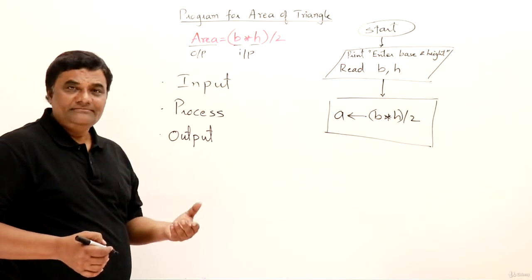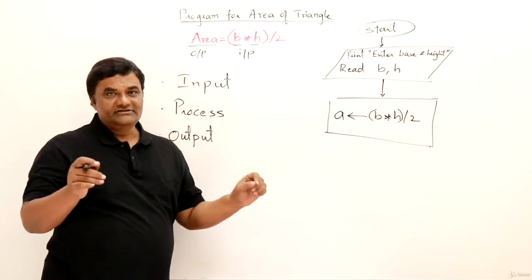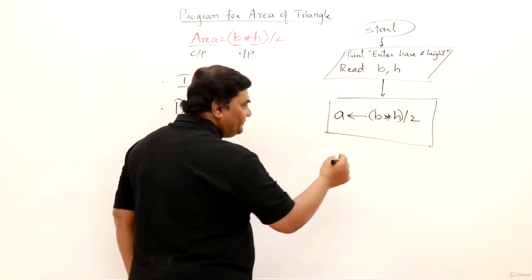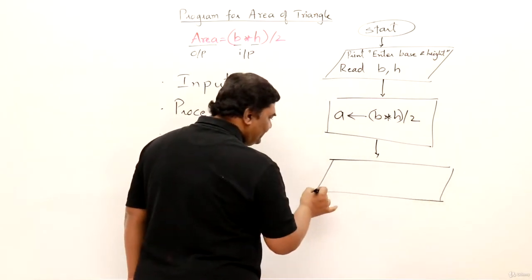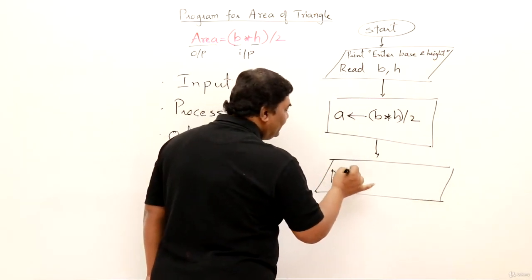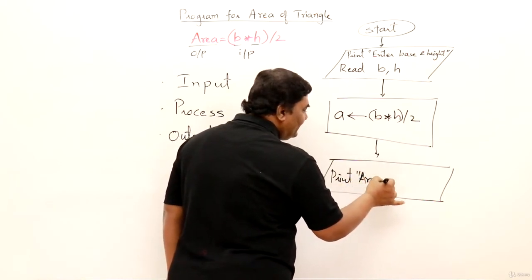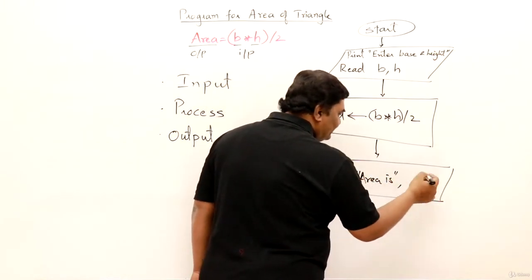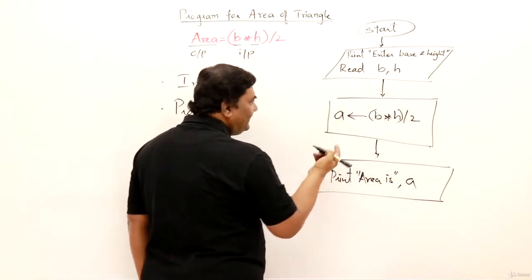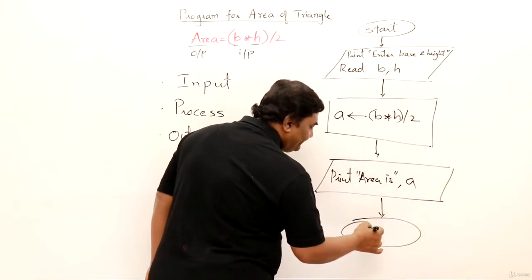I have to give you the result. I should tell you that the area is so and so. So next is again output. For that, in the parallelogram or output box, I should say print "Area is". This is the message I am giving you. The messages are written in quotes. Then next is A, because I have the result in A. So that's all. This is the output, the end of the flow chart.